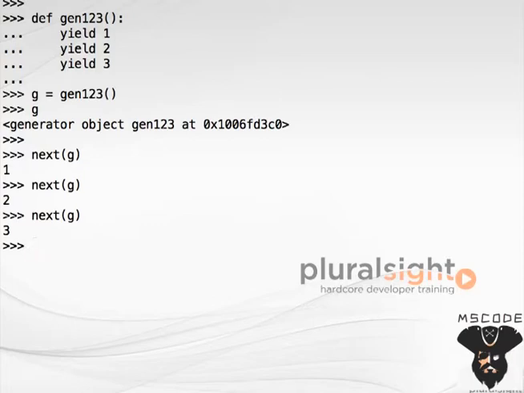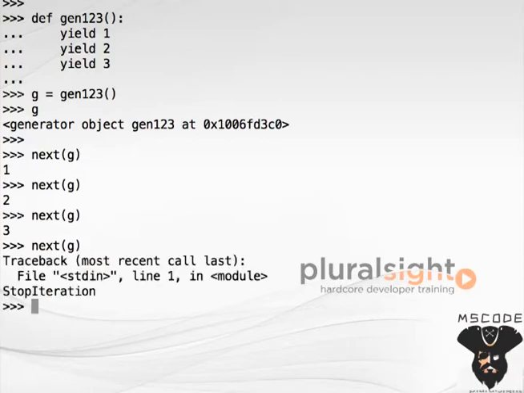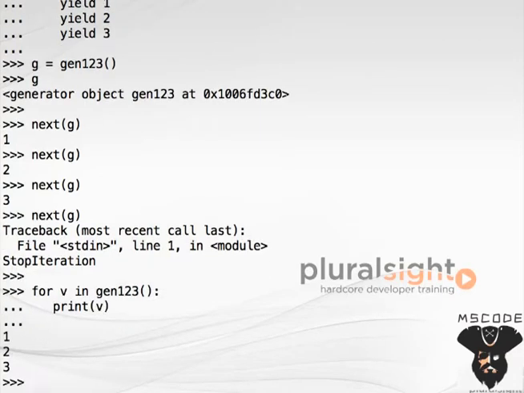Take note of what happens now that we've yielded the last value from our generator. Subsequent calls to next raise a StopIteration exception, just like any other Python iterator. Because generators are iterators, they can be used in all the usual Python constructs which expect iterators, such as for loops. Here we call the generator again, and in each iteration of the loop we print the returned value. 1, 2, 3, just as we'd expect.